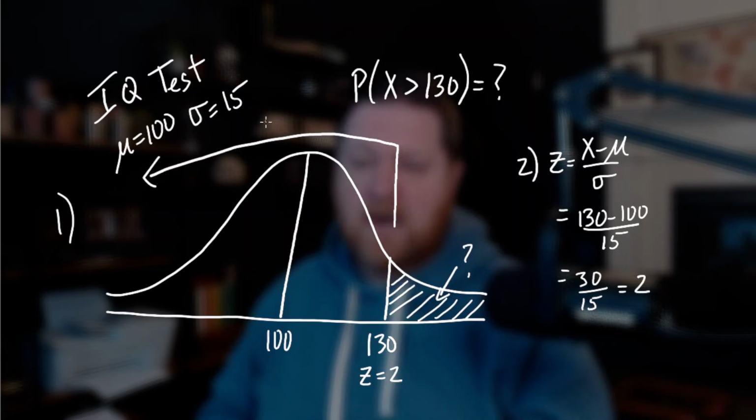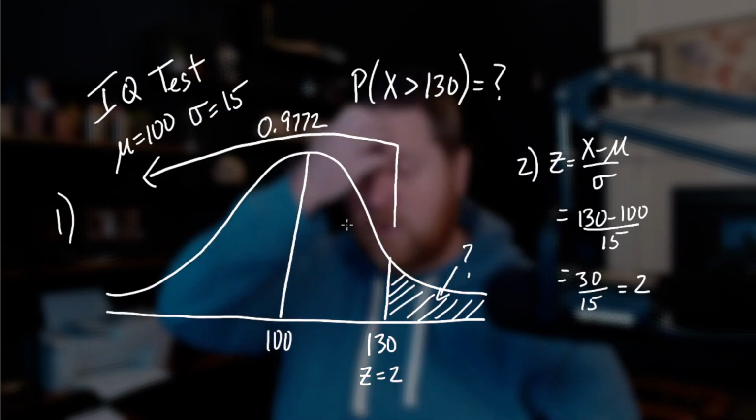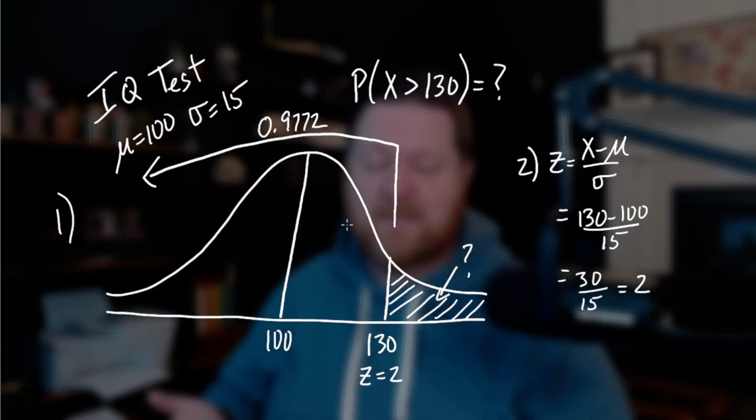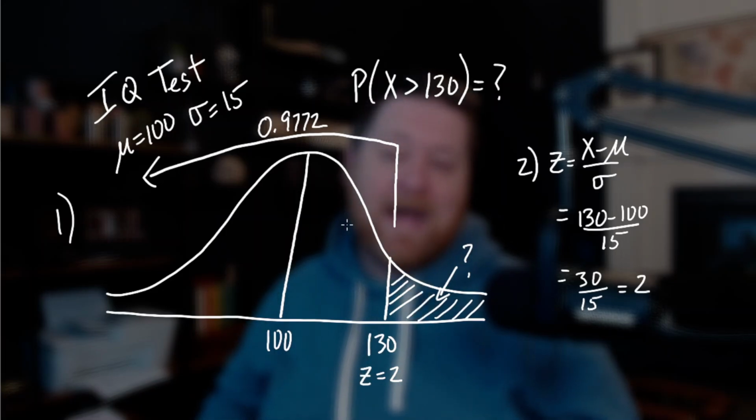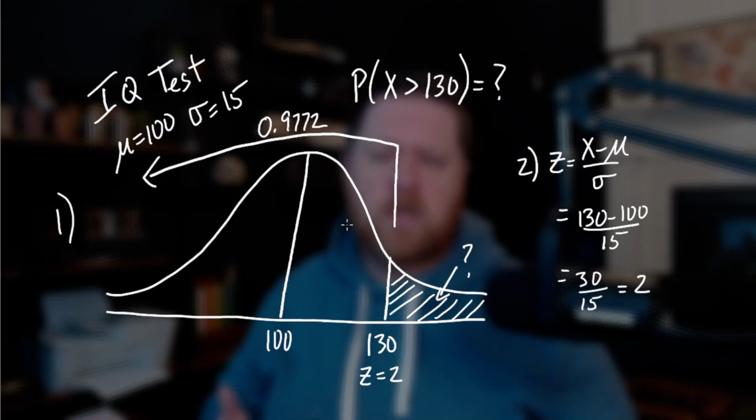And I say that area is 0.9772. Okay? If you have a text, like a stats textbook, usually that z-table is back in the appendices of the stats text. So really close to the end of the book, right? So you can see which one you're using there.